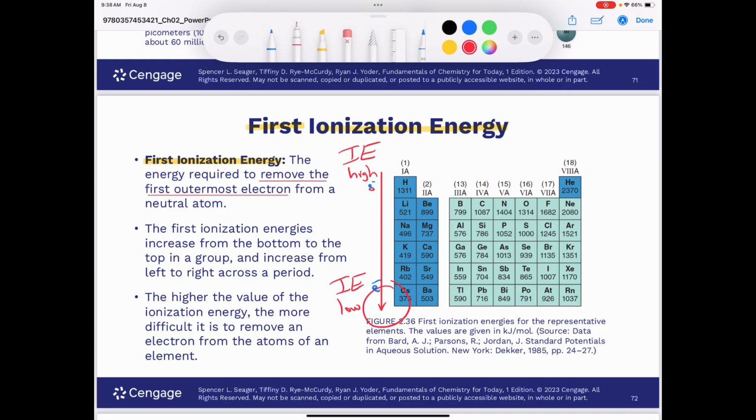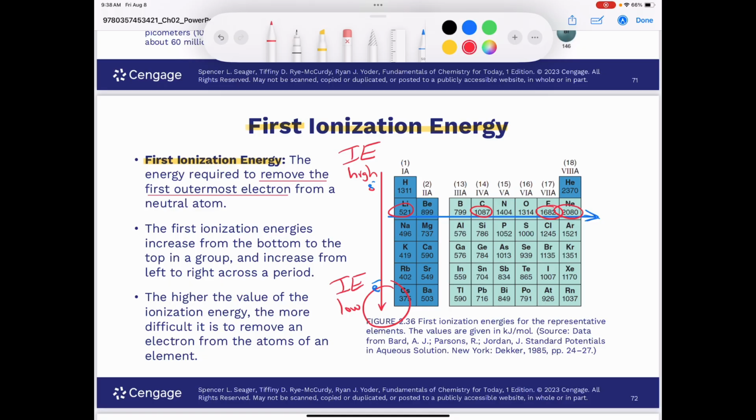However, you also need to know the trend for going across a period, okay? Now, I know that there's some exceptions here, but generally speaking, as you go across a period, so as you go from lithium to beryllium to boron, carbon, nitrogen, oxygen, fluorine, and yes, I see the exceptions too, but generally speaking, the numbers are getting bigger. Look, we're going from 521 to 1087, 1682 to 2080, right? Generally speaking, they're getting bigger, so that means it's costing you more energy. The ionization energy is increasing as you go across a period.